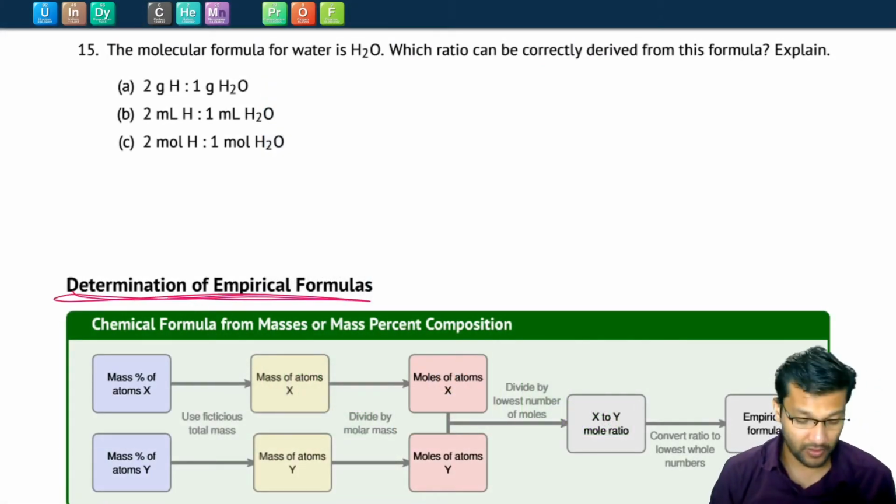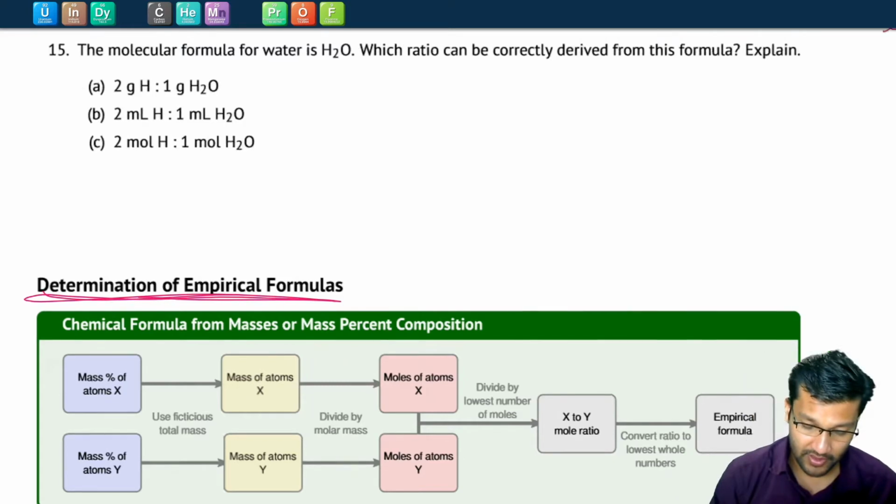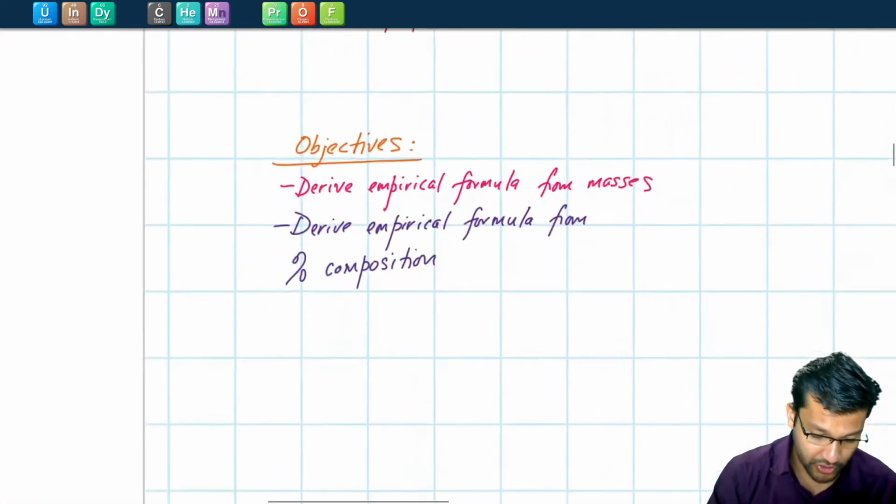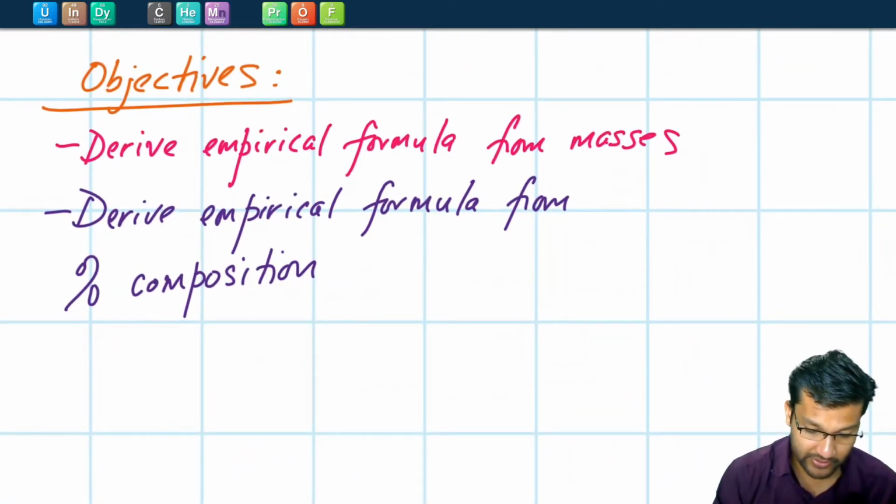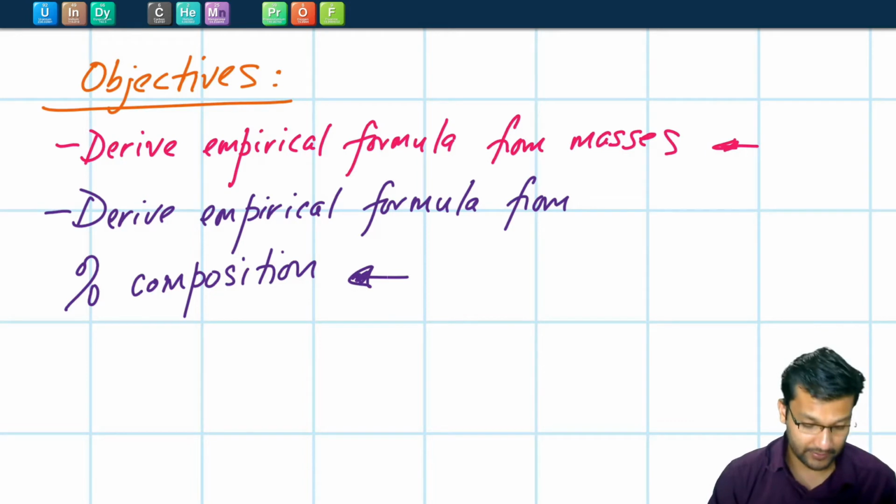As always, you can follow along with our chapter workbooks. Now, by the end of this video, you should be able to derive empirical formulas using masses and derive empirical formulas using percent composition. Let's get into it.